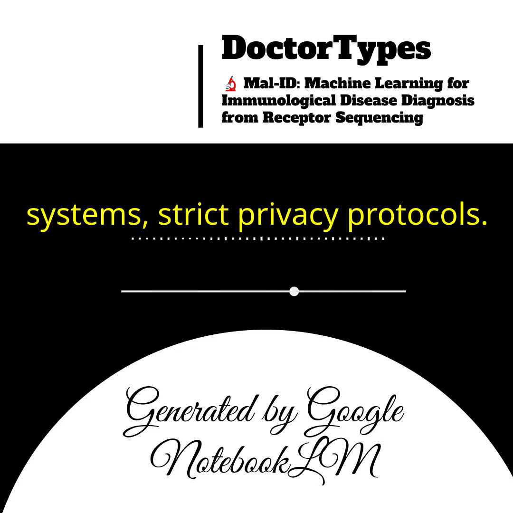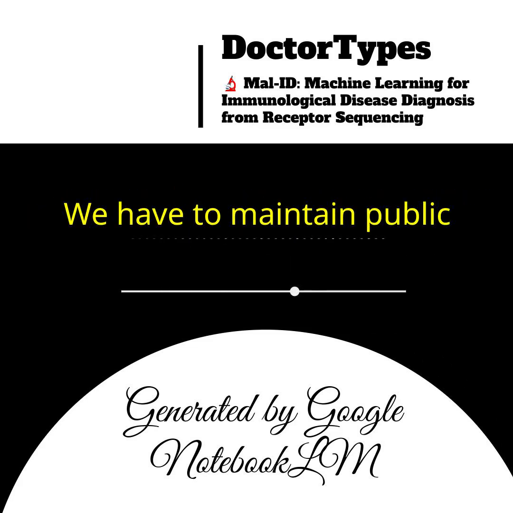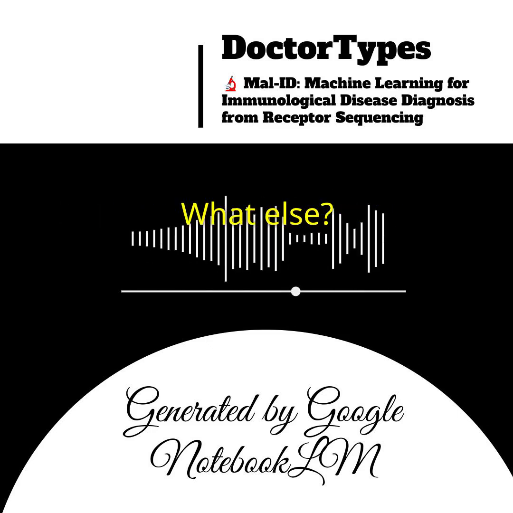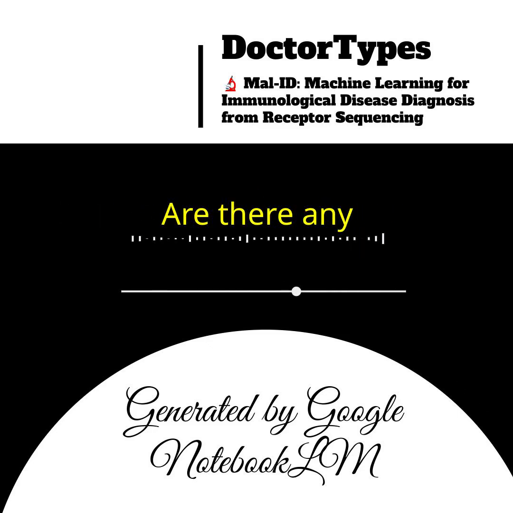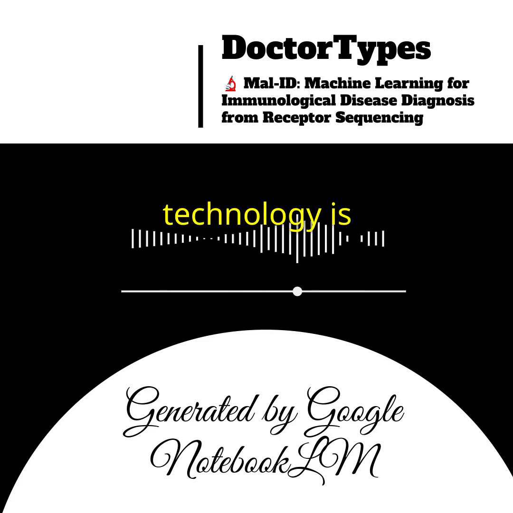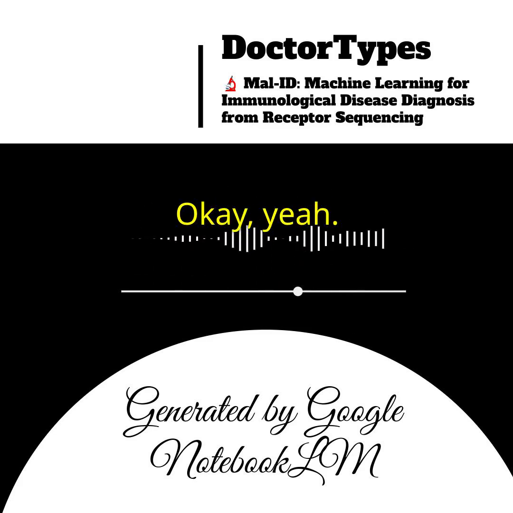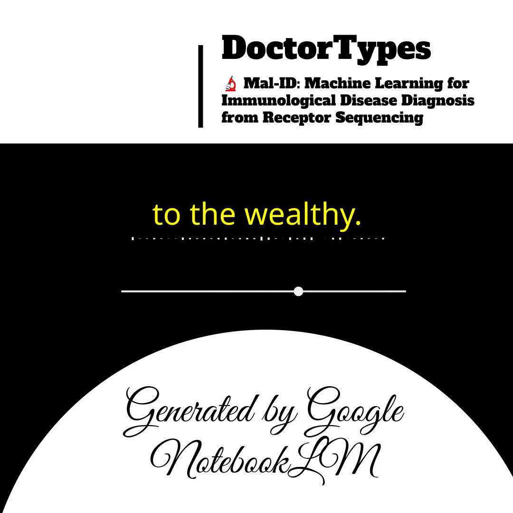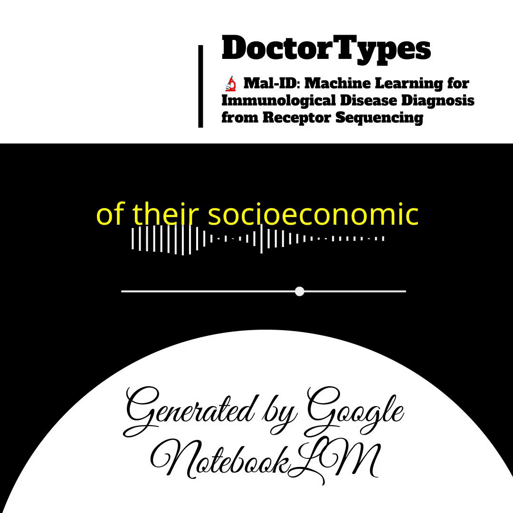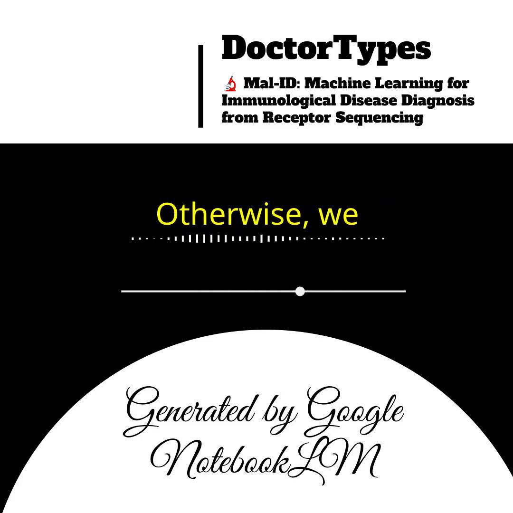Okay, right, because these immune receptor sequences contain a lot of sensitive information, right? They do, so we need to make absolutely sure that this data is protected. No unauthorized access or misuse. Exactly. So strong data encryption, secure storage systems, strict privacy protocols. All essential. We have to maintain public trust and ensure the ethical use of this technology. Yeah, makes sense. What else? Are there any other potential challenges?